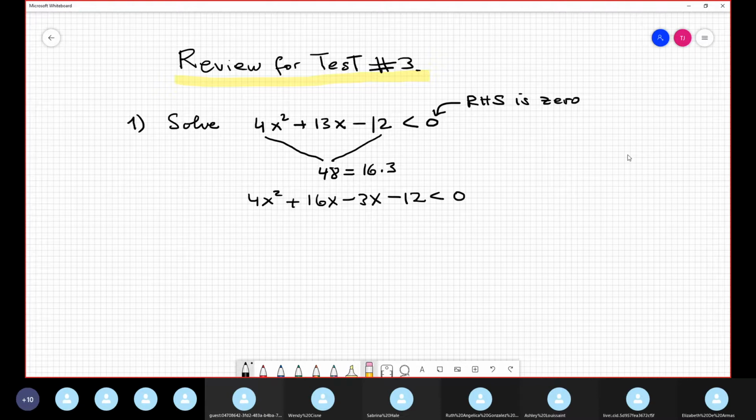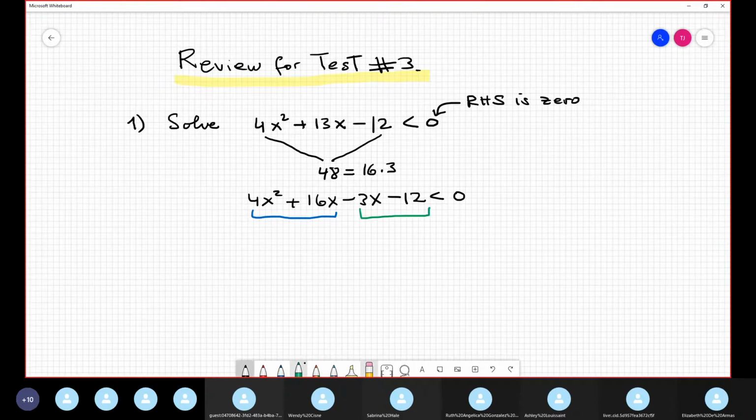Now this expression is equivalent to the original because you combine like terms: 16 minus 3 is 13, no? We're using the corresponding sign, positive 16 and negative 3. Now we are ready to apply factorization by grouping: GCF in the first couple and GCF in the second couple.